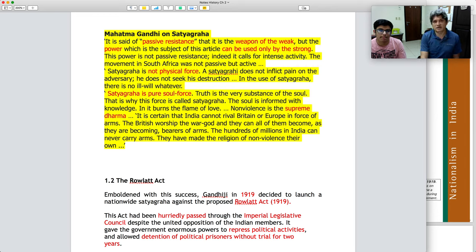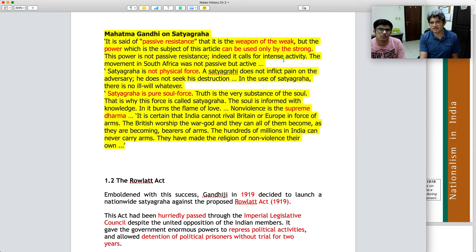But the power, which is the subject of this article, can be used only by the strong. Power is used by the strong. Passive resistance is used by the weak. Both are potent weapons. So the power is not passive resistance. Power is not passive. It is active resistance.